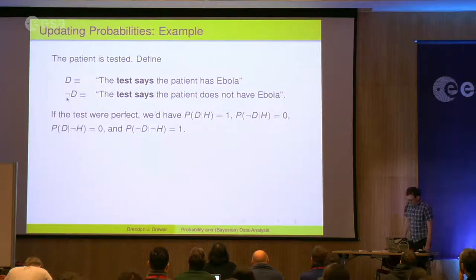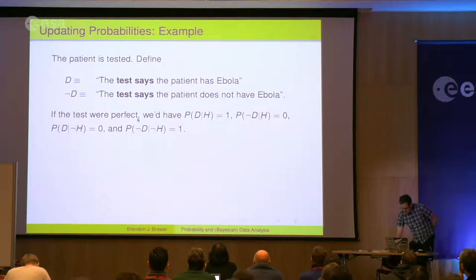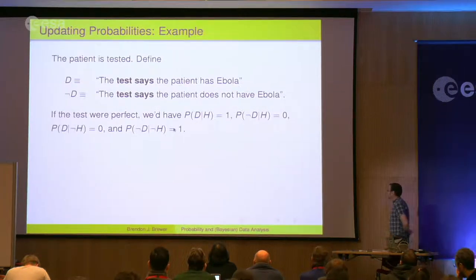And if we had a perfect test, then we could write down all of our likelihoods. The probability of the test saying the patient has Ebola, given that they do, would be 1. Saying that they don't, given that they do, would be 0. Saying that they do, given that they don't, would be 0, and saying that they don't, given that they don't, would be 1.